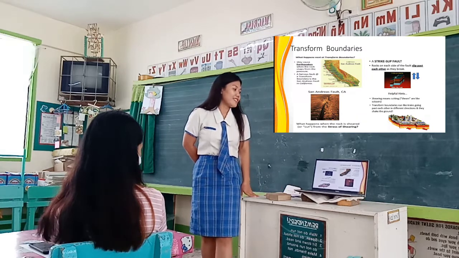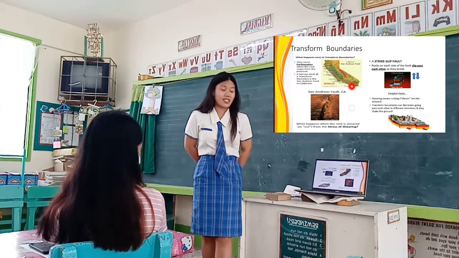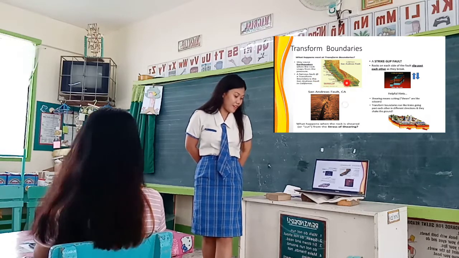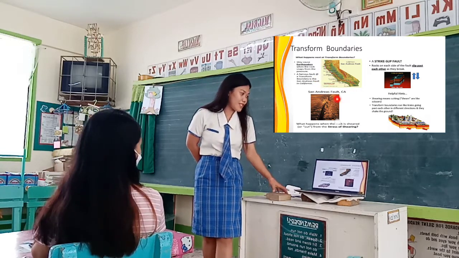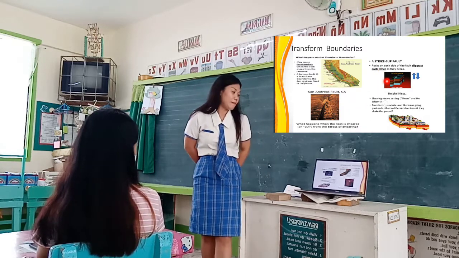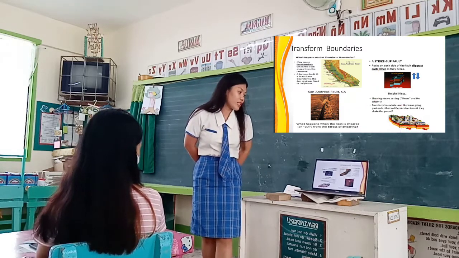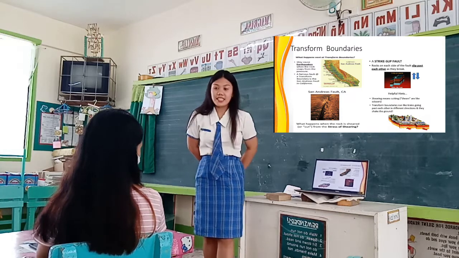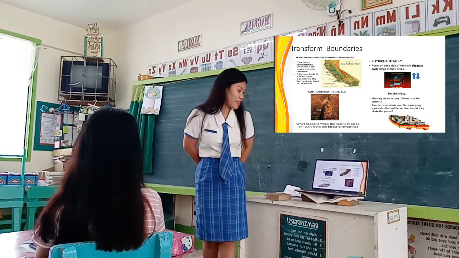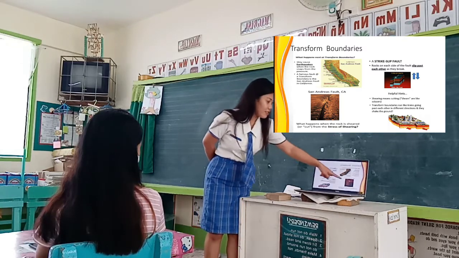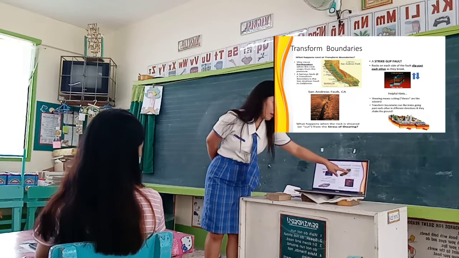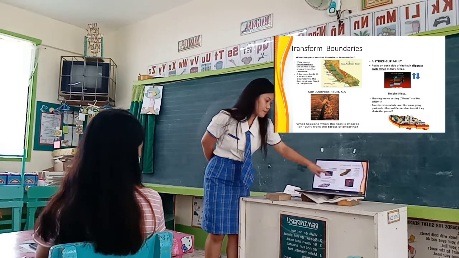So, what happens next at transform boundaries? It may cause an earthquake because it moves, when the rock snaps from the pressure. So, a famous fault at a transform boundary is the San Andreas Fault in California. So, this is the San Andreas Fault in California. I think it is the longest fault in California.